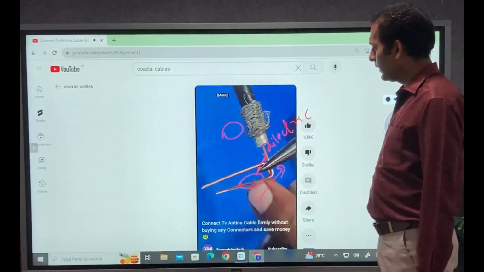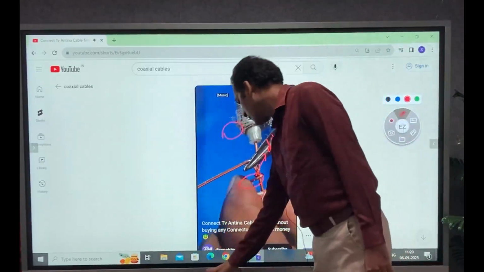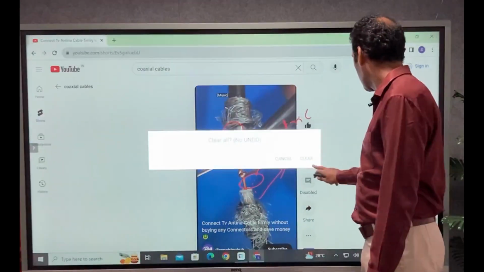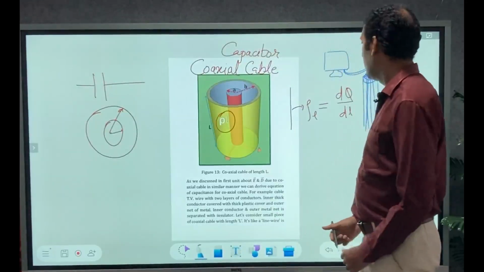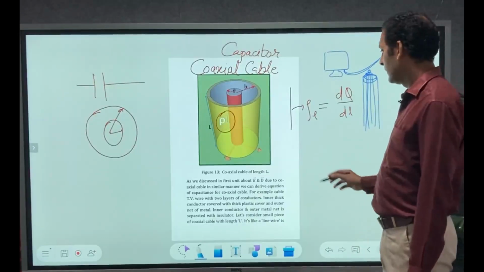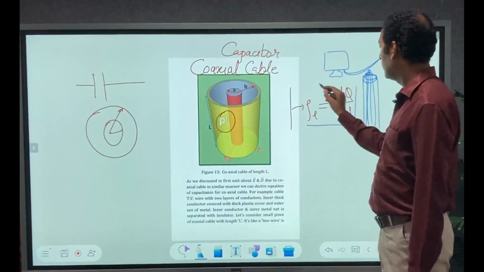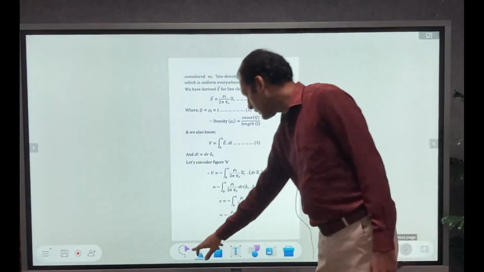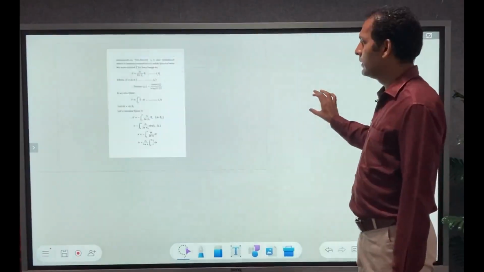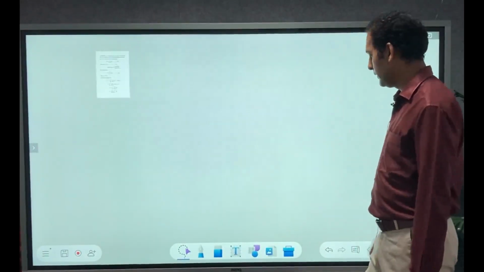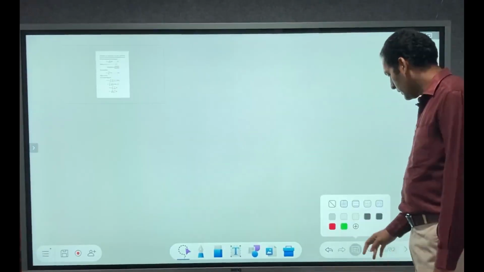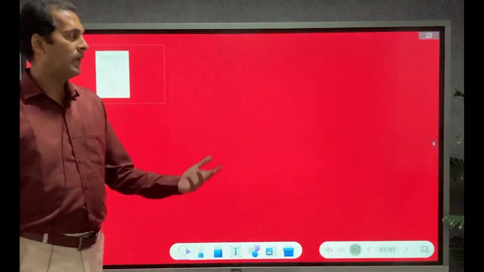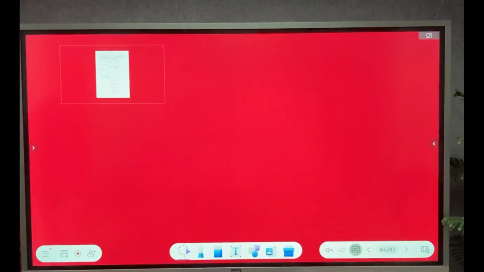The same coaxial cable capacitance we have to calculate. So let us go for the calculation. Here the same coaxial cable we are considering with rho L equal to dq by dl. Now let us discuss some mathematical equations. Let us derive the coaxial cable expression. For that we will use the same method. We will take electric field intensity, we will calculate voltage, and then we will calculate the capacitance.